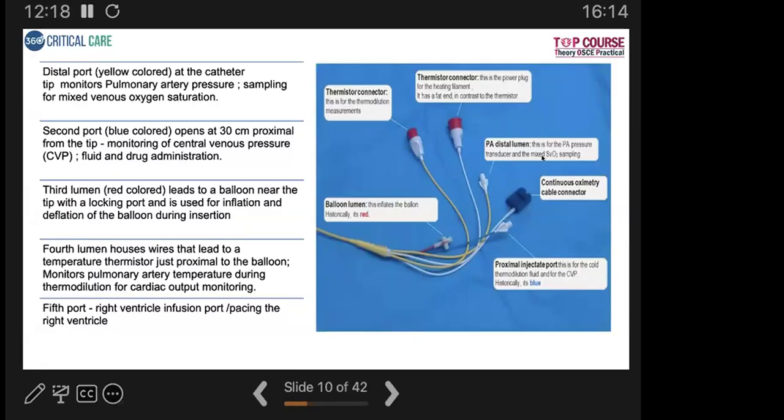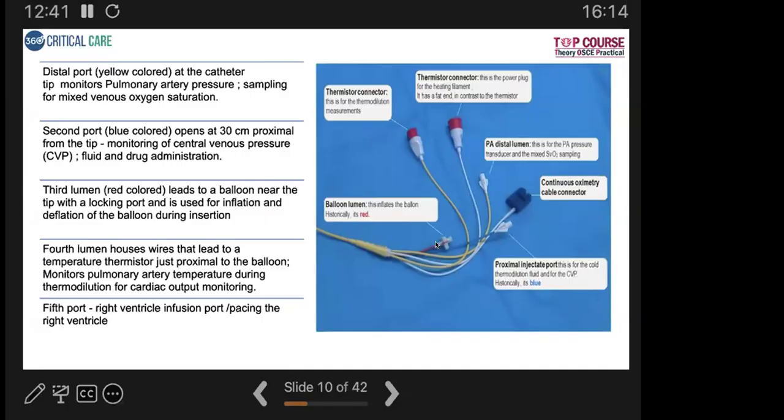The second one is the blue port, which opens 30 centimeters proximal from the tip, which is mainly for monitoring the central venous pressure, and you can also use it for fluid and drug administration. And the third lumen, which is the red lumen, is the balloon lumen, which leads to the balloon near the tip with the locking port, and it is used for inflation and deflation of the balloon during insertion.